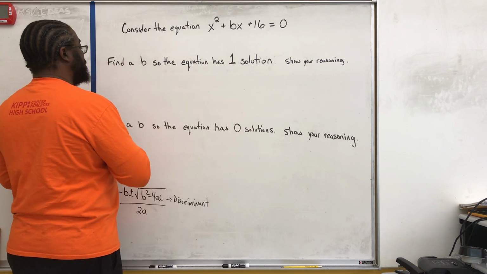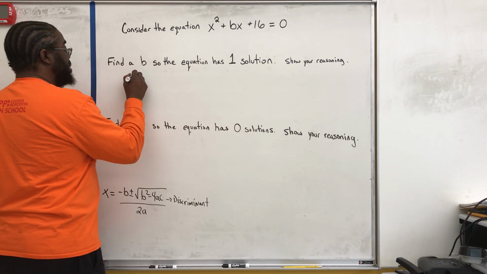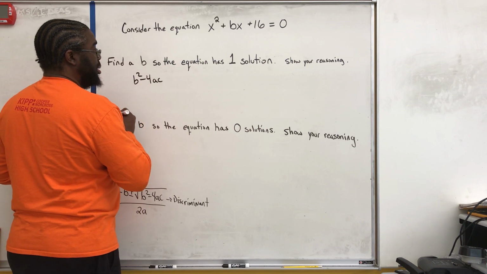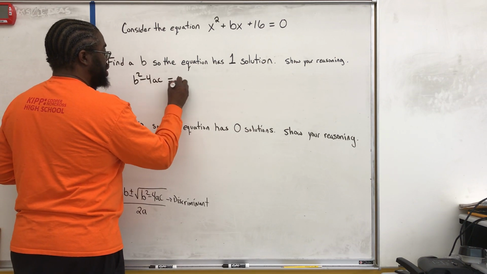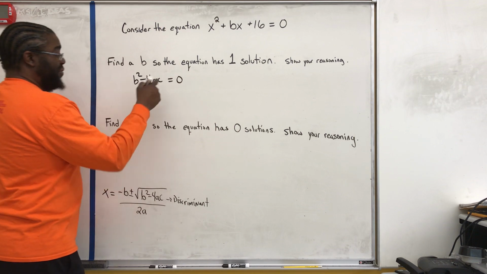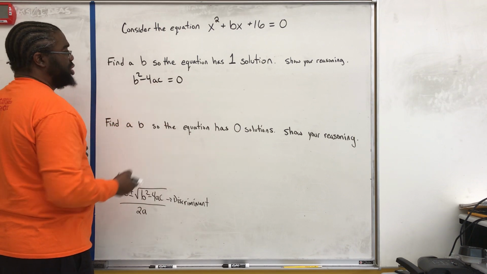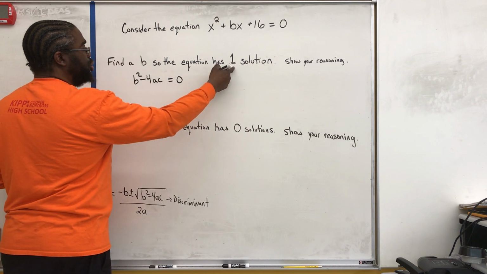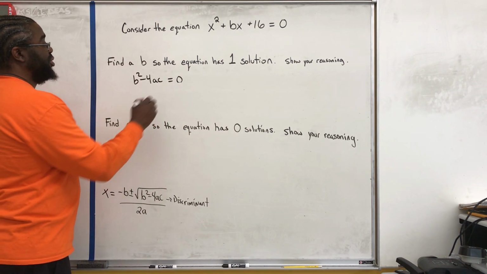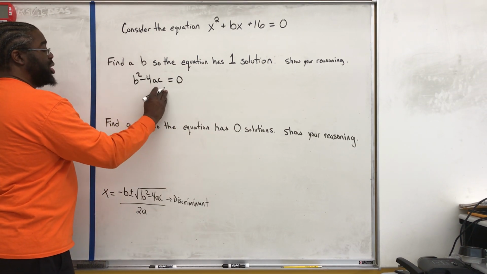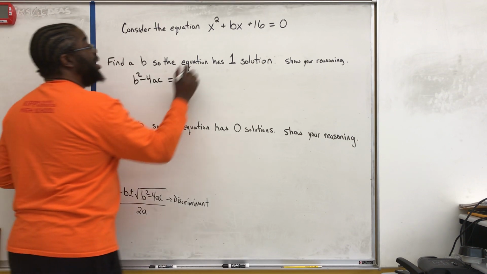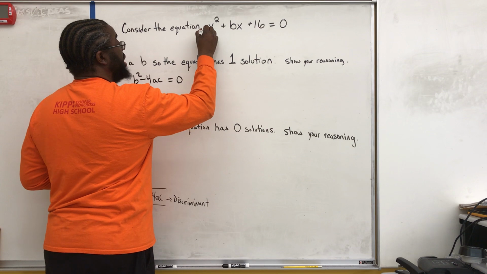Well, one solution means my discriminant, b squared minus 4ac, equals 0. Because if I have plus or minus 0, that's really just 0. So if b squared minus 4ac equals 0, I will have one solution. So this is what I'm trying to solve. And I know parts of it. I don't know b, that's what I'm finding. But I do know a, and I do know c.